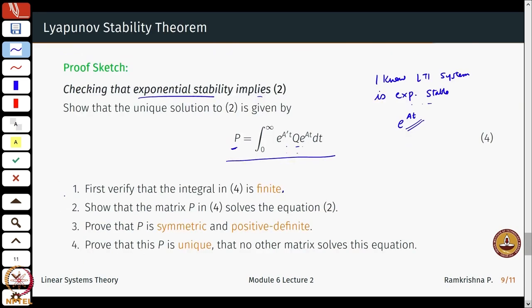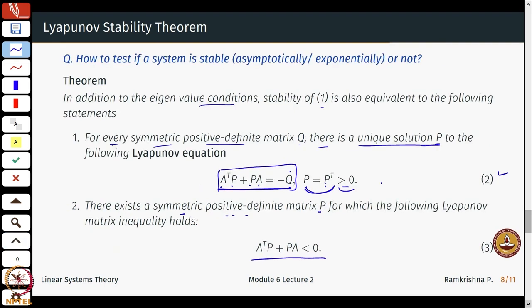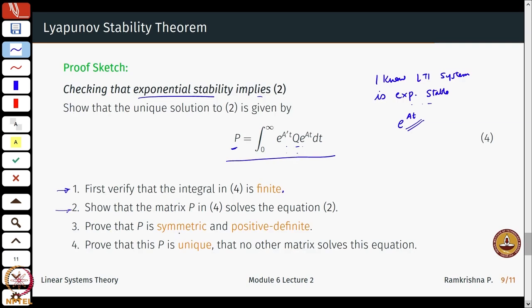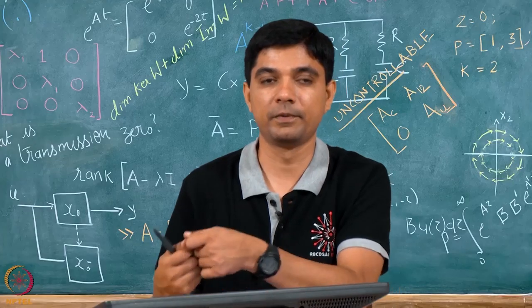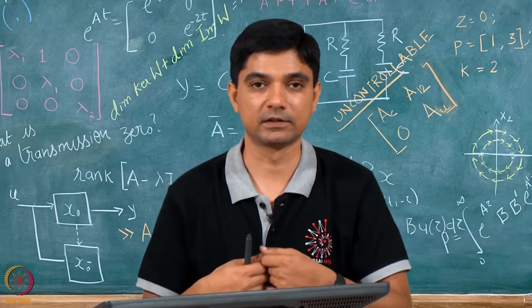So we are done now with these properties in the step. So I just verified that the integral is finite. Not only that, I also showed that P solves equation 2, right, which was essentially this equation. Third step, I proved that P is symmetric and it is also positive definite. Last one is to show that this P is actually unique, that you cannot have some other P1 or P2 or P prime which solves this equation.